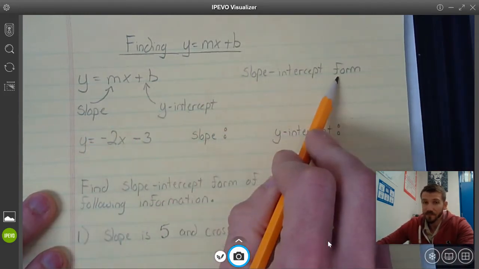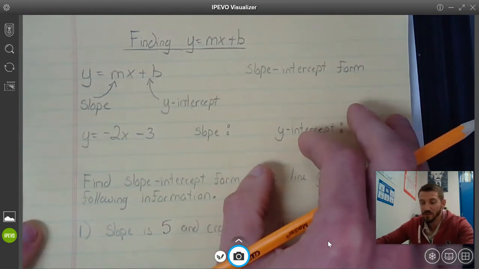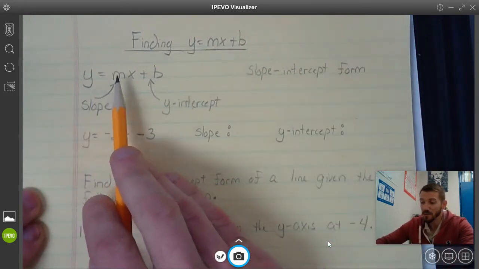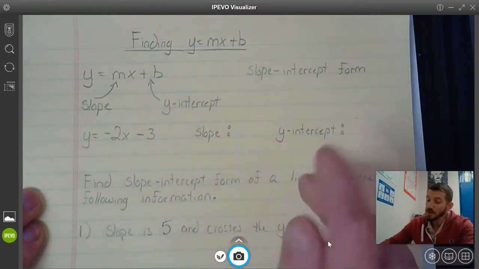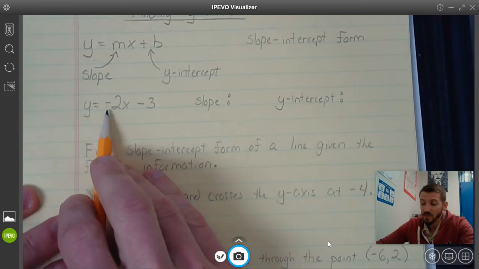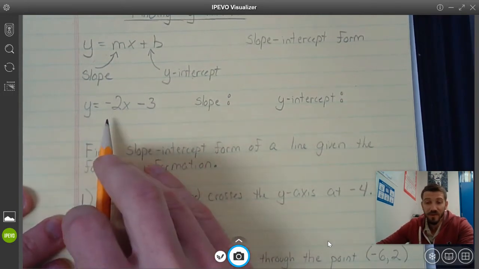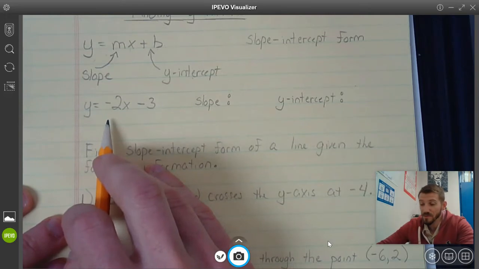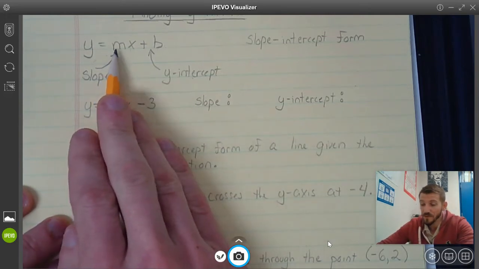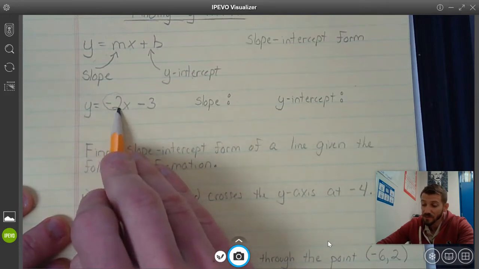So our first thing is called slope-intercept form. When they ask you to put something into slope-intercept form, they're asking you to put it back into y equals mx plus b. For example, this equation here, y equals negative 2x minus 3. If they give you this equation and they say, what's the slope? You already know the slope. Your slope is the number in front of x. It's your m. And in this case, it would be just negative 2.